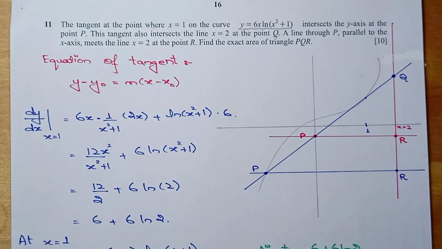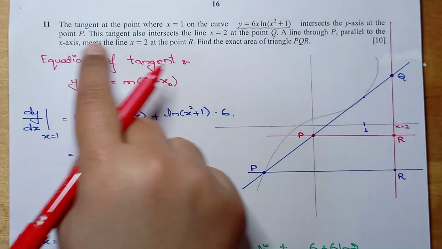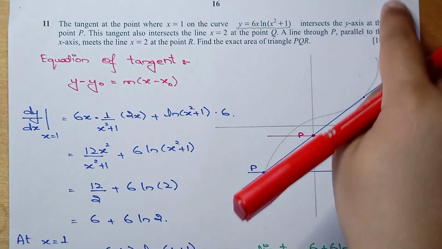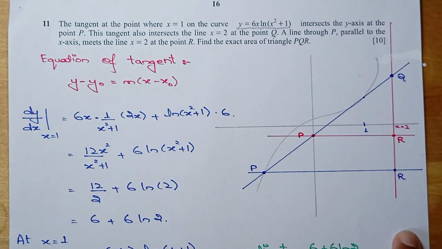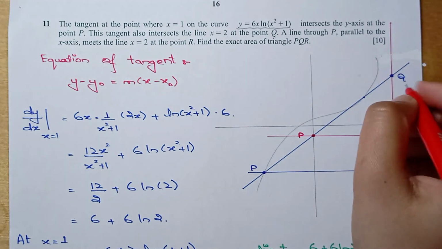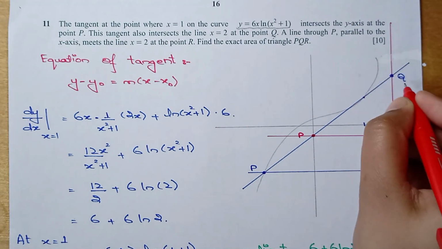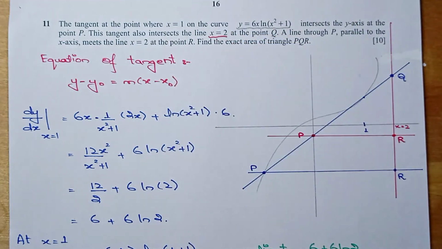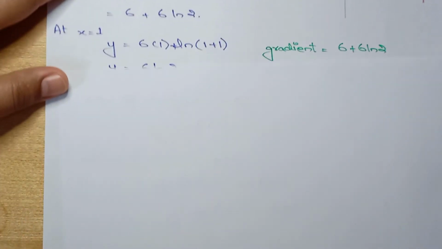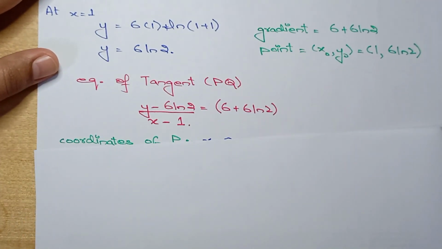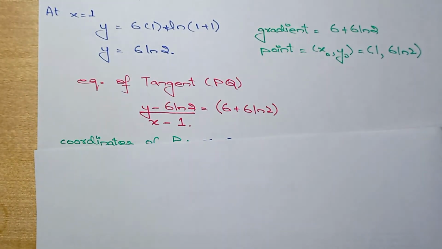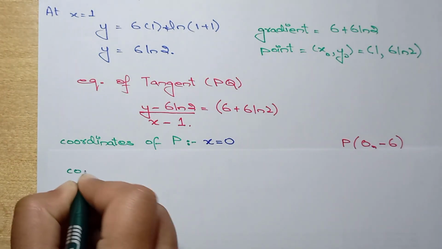Okay, now we need to find the coordinates for Q. How can we find the Q coordinates? They said the tangent also intersect the line x is equals to 2 at the point Q. So means at this, the Q x coordinate is 2. We need to find the Y coordinate, right? So we need to just substitute x equals to 2 into the equation of tangent to get the Y coordinates. So this is equation of tangent. Let me find the coordinates for Q.